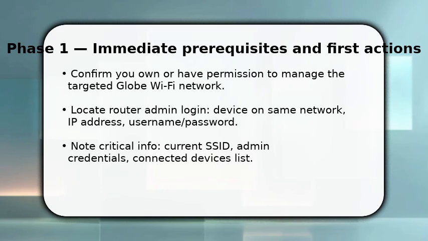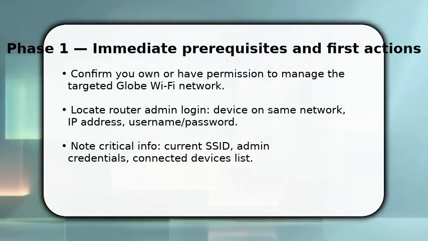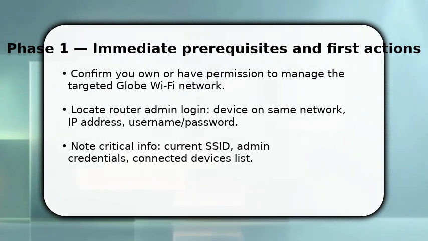You begin by validating authority. Only manage networks you own or have explicit permission for. Once confirmed, connect a device to the same Globe Wi-Fi and open the router's admin portal. This is where controls live.